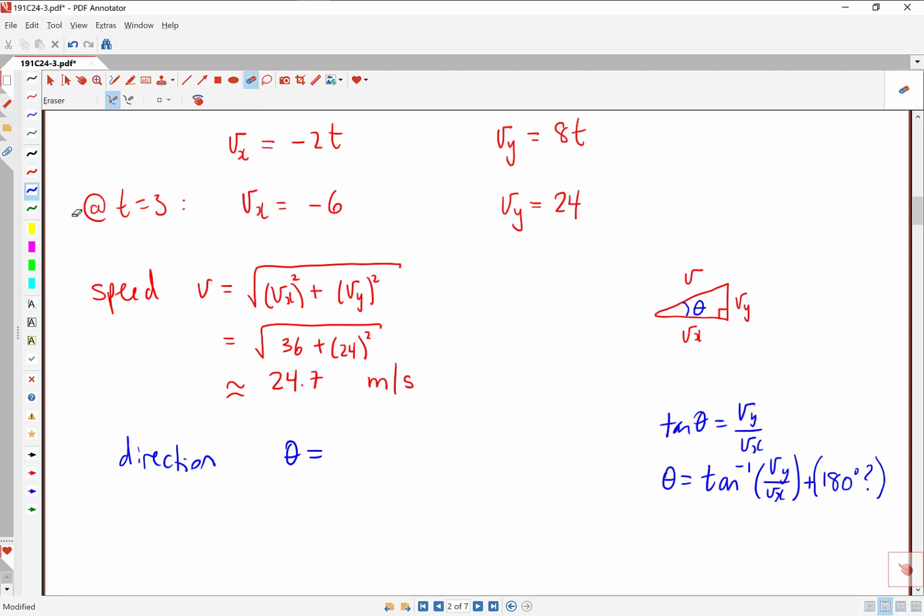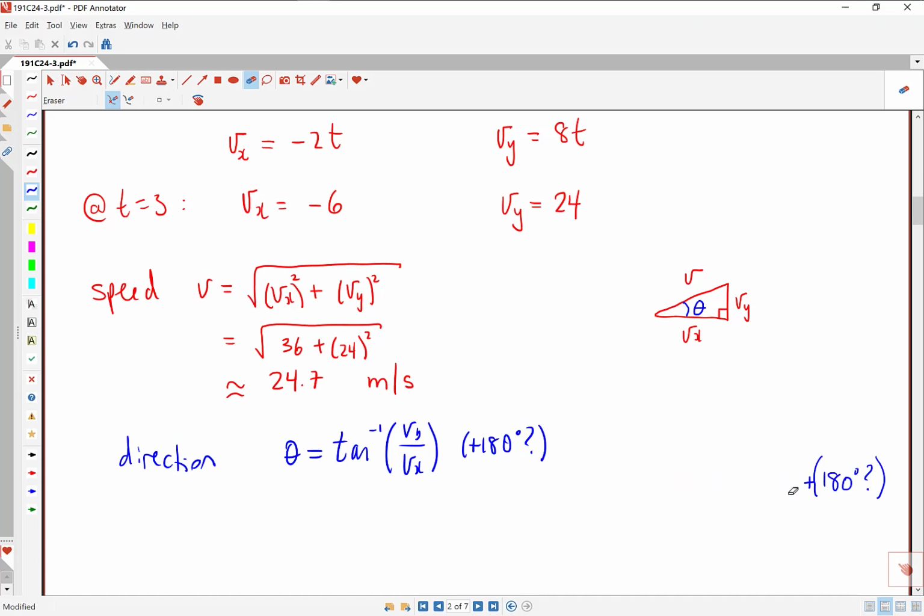So with that discussion out of the way, let's go over here and let's say direction is theta equal arctan v sub y over v sub x, and then possibly plus 180 degrees. And the very first thing we're going to do is sketch our actual vector to decide if we need to do that correction or not. Okay, so here's how that sketching process works. Let's look back to the top and figure out what our specific velocities were.